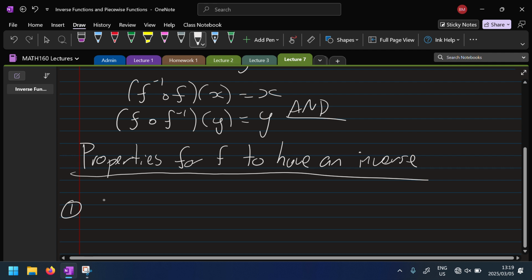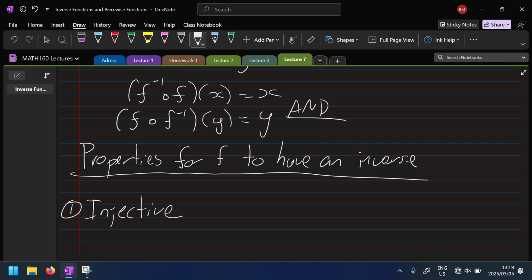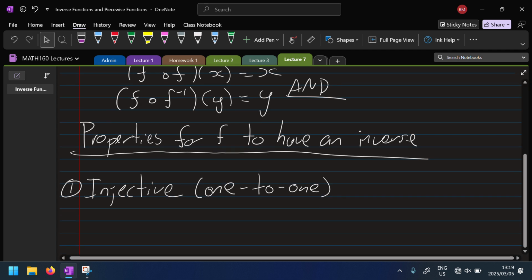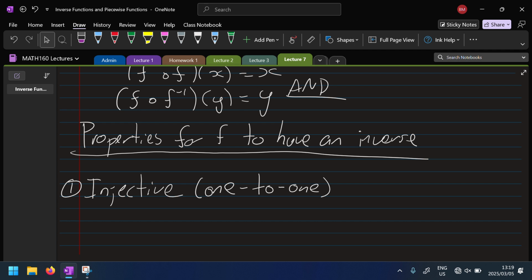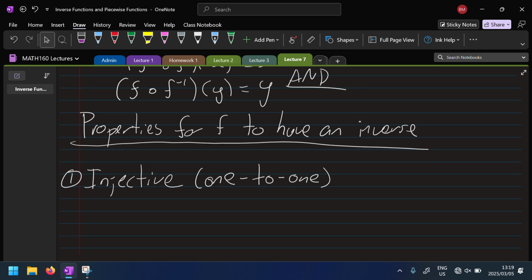Okay, so the first property is called injective. It's just the name for the property. You might also see this written as one-to-one. Okay, so what does this mean? It means if we look at the domain and the target, those elements are mapped one to one. So one element in the domain is mapped to one element in the target.